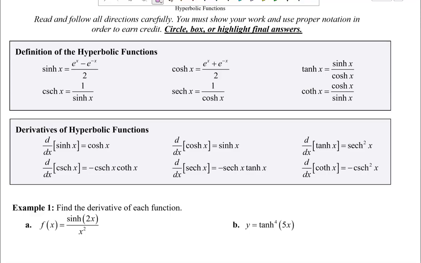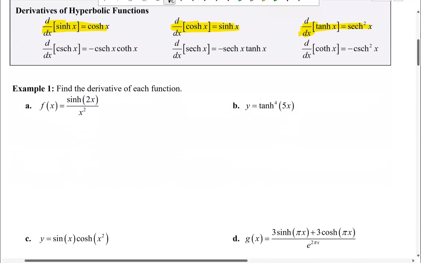You'll notice the similarities to the derivatives of our trig functions. In this worksheet, we're going to focus primarily on the derivative of hyperbolic sine, the derivative of hyperbolic cosine, and the derivative of hyperbolic tangent. The problems below are going to focus on using these rules in conjunction with the power rule, the product rule, the quotient rule, the chain rule, etc.